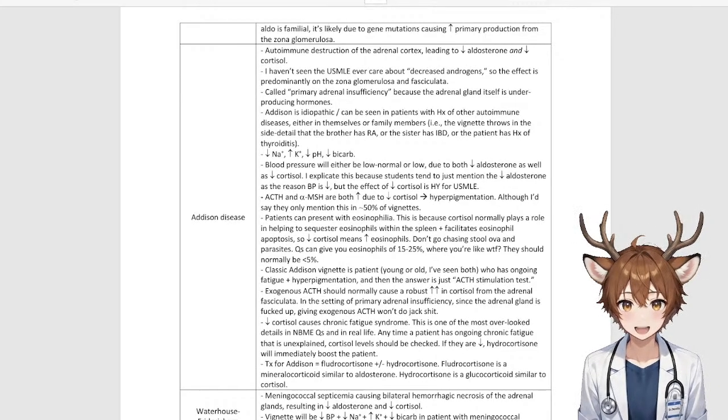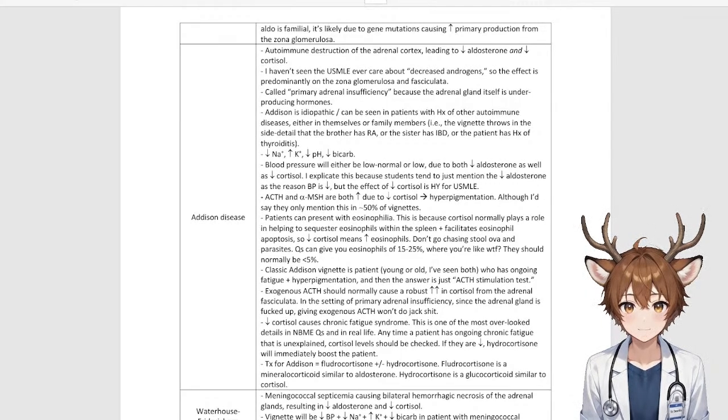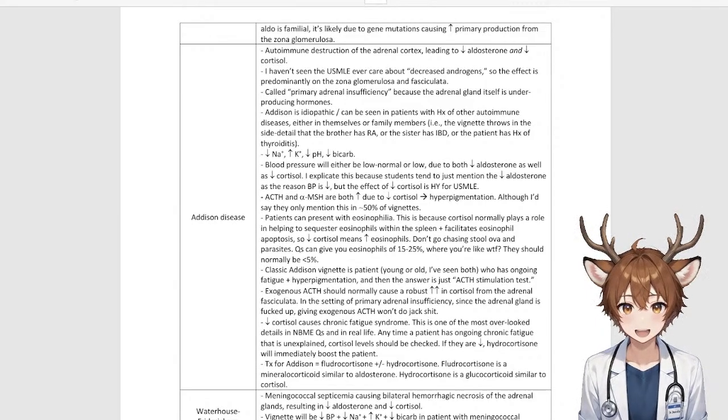Treatment for Addison's, that is to say, for example, fludrocortisone plus or minus hydrocortisone. Fludrocortisone is a mineralocorticoid similar to aldosterone. Hydrocortisone is a glucocorticoid similar to cortisol.